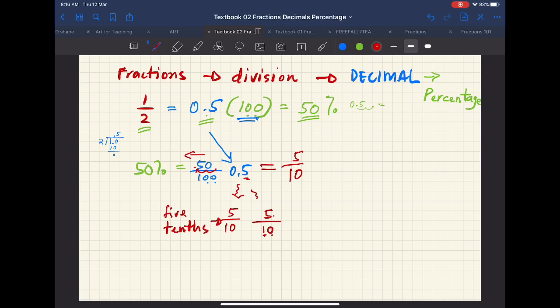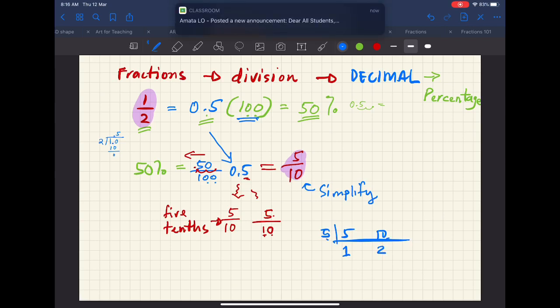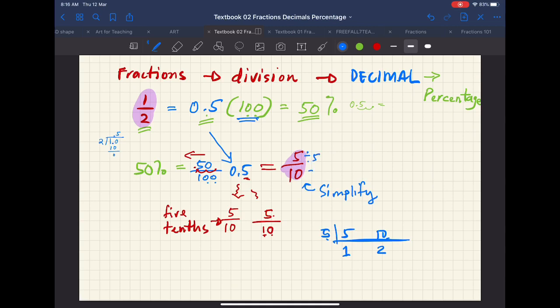But wait, isn't our original fraction 1/2? So it's not equal. It's 5/10 versus 1/2. Hold your horses, no problem, because this is not yet simplified. So you always need to simplify. Okay? So let's use our ladder. 5 and 10. What is the highest common factor? It's 5. So 5 divided by 5 is 1. 10 divided by 5 is 2. Okay? So there you go. Divided by 5 equals 1/2. Or, if you remember, see, 1/2.